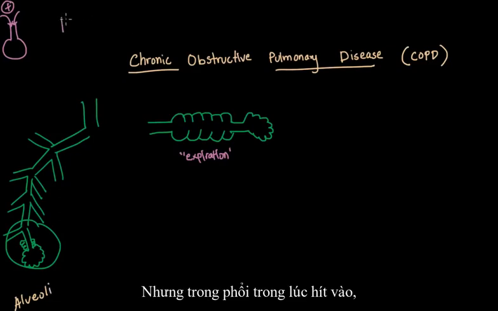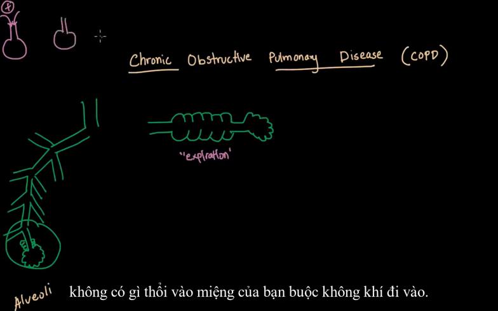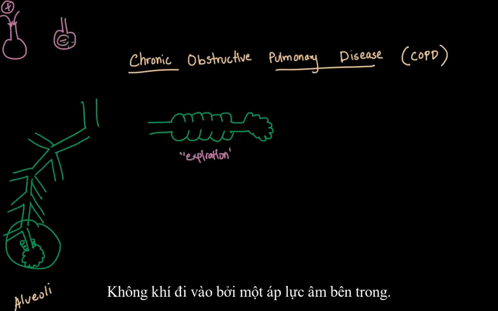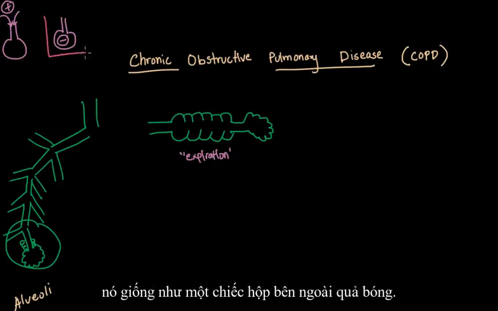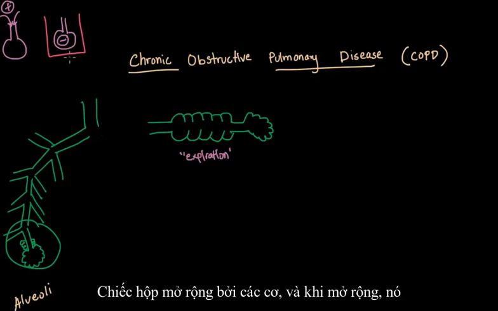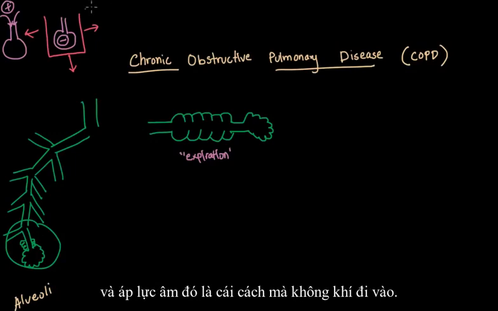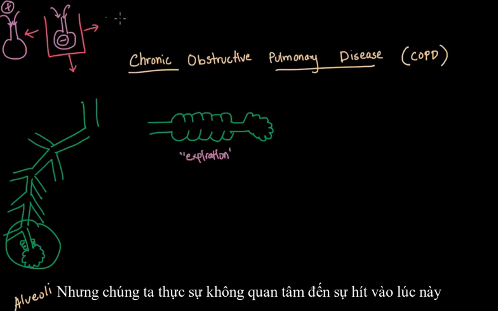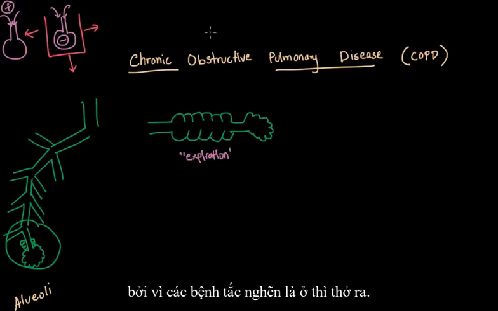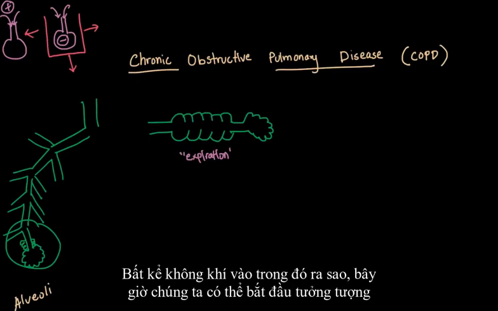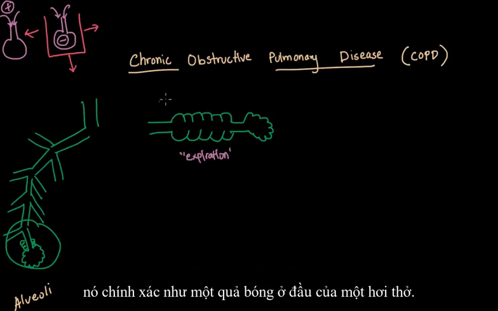But in the lungs during inspiration, nothing's blowing into your mouth forcing the air in, and the air comes in by a negative pressure inside. And the way that happens is because our chest wall, it's kind of like a box outside the balloon. It expands with muscles. And as it expands, it takes the walls of the balloons with it, and that negative pressure is how air goes in. But we're really not concerned with inspiration right now because obstructive diseases are expiratory. So regardless of how the air got in there, we can start thinking of it exactly like a balloon at the top of a breath now.